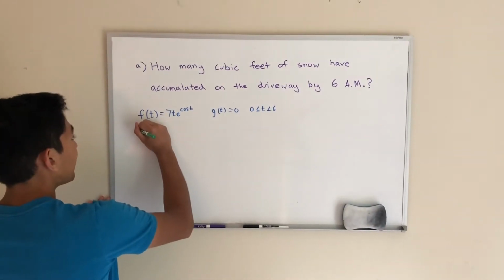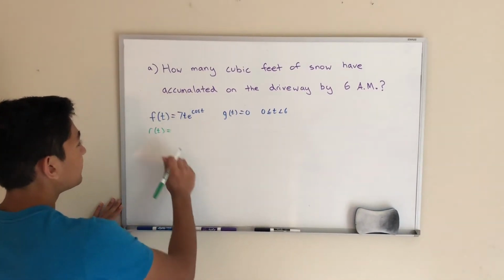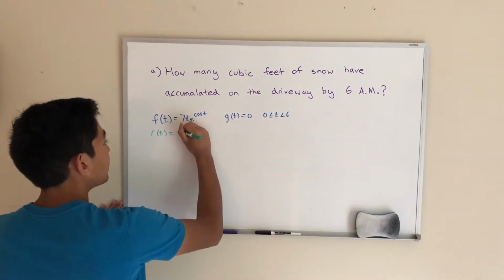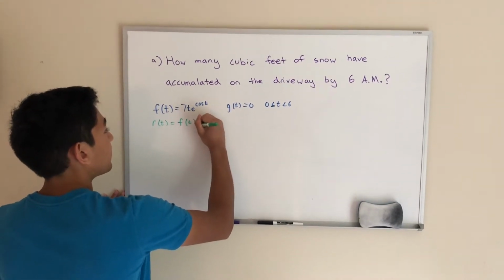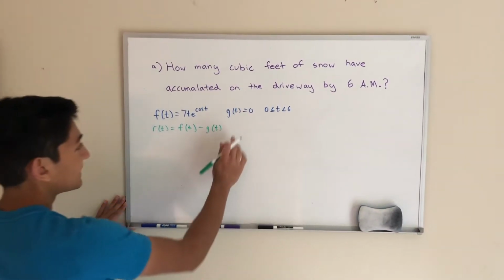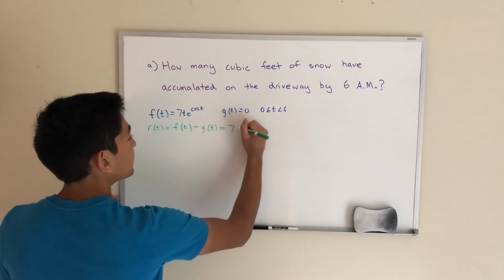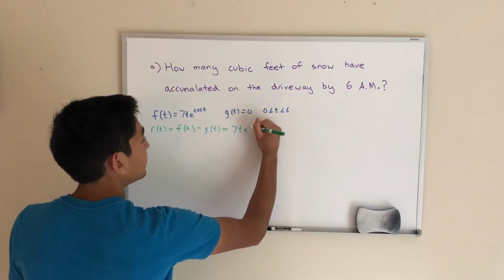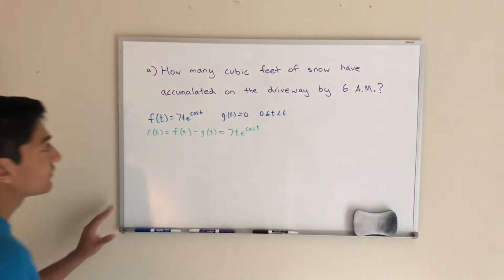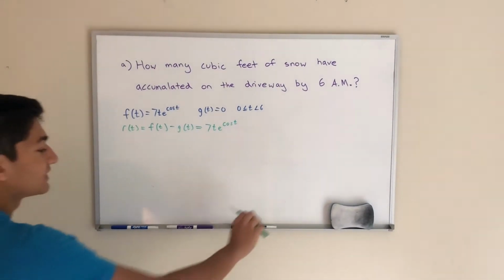So the total rate at which snow accumulates on the driveway is going to be the rate at which snow falls minus how much snow Janet is removing. So that would be f(t) minus g(t). And since in this case g(t) is equal to 0, it's just going to be 7te^(cos t). So now I want to find how many cubic feet of snow accumulates on the driveway by 6 a.m.